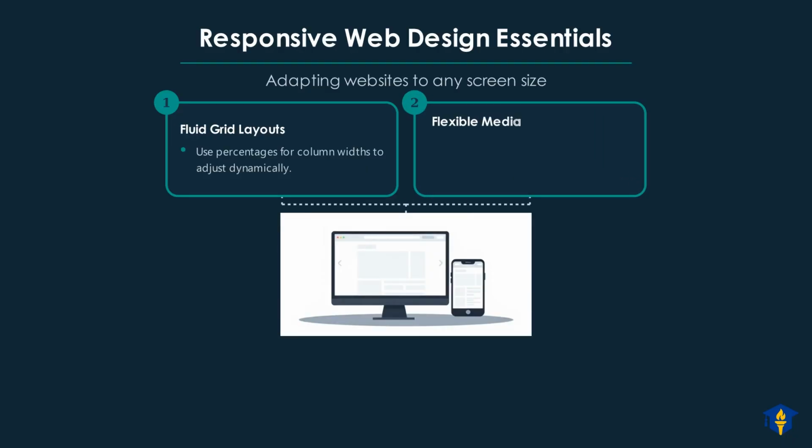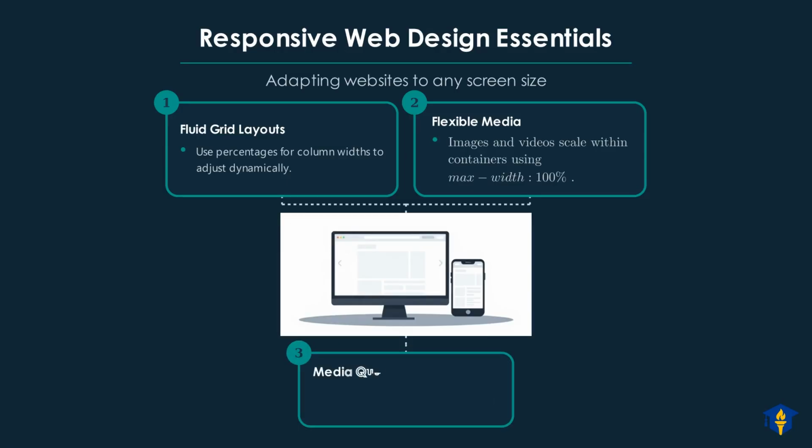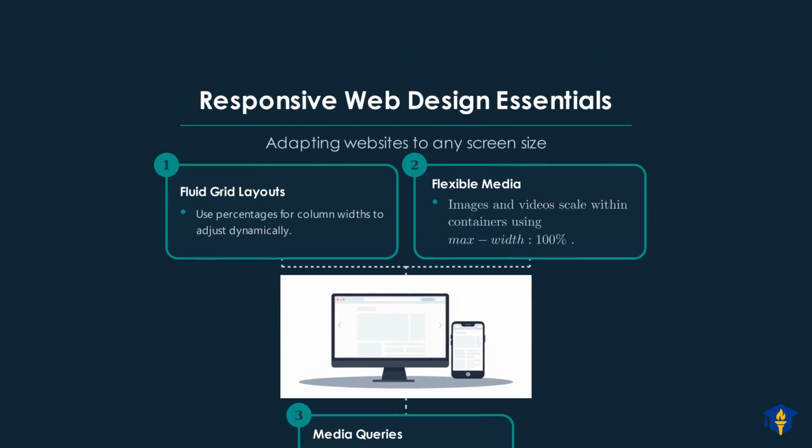Flexible media is another key component for responsive websites. Images and videos automatically scale within their containers using a max width of 100%. Media queries are fundamental to tailoring styles for different devices. They allow you to apply different CSS rules based on specific screen size characteristics.